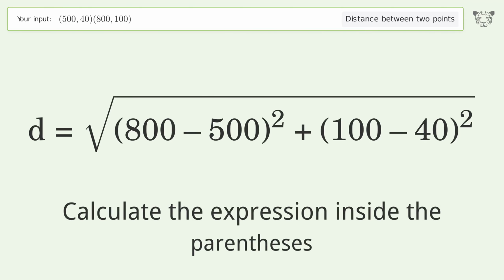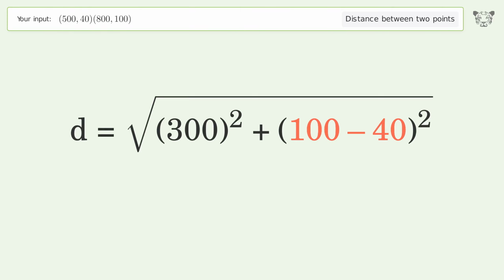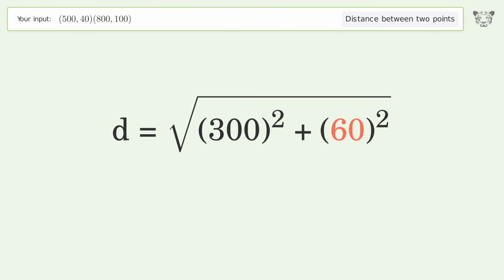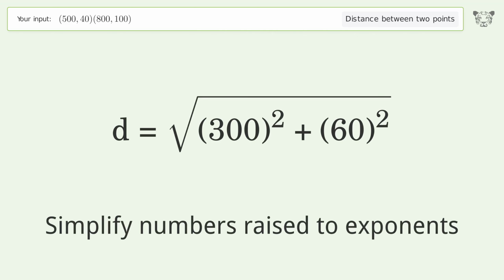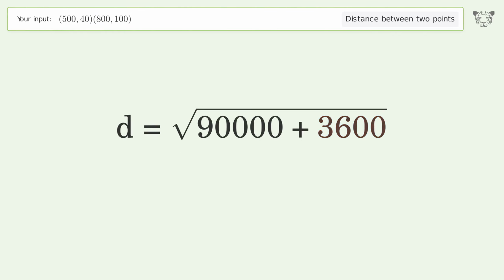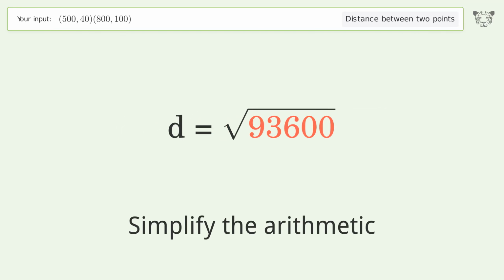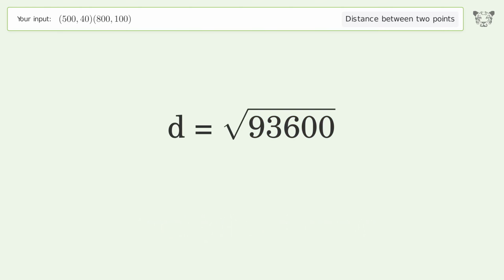Calculate the expression inside the parentheses. Simplify numbers raised to exponents. Simplify the arithmetic. And so the distance between the 2 points is the square root of 93,600 or 305.941.